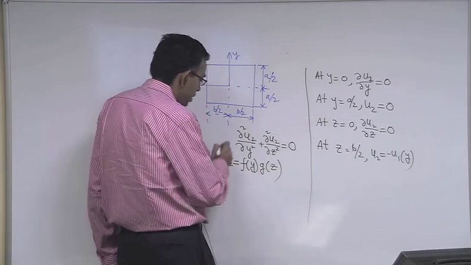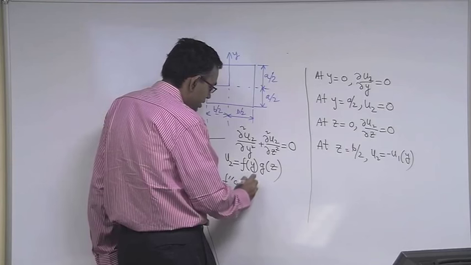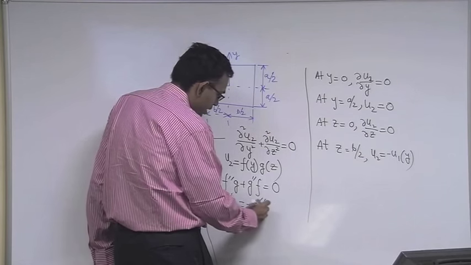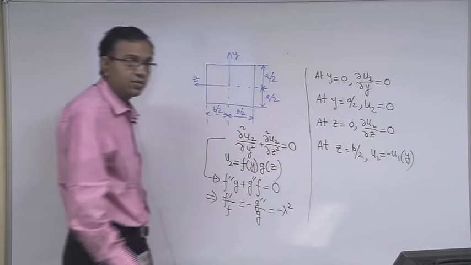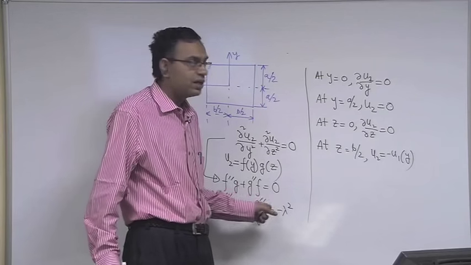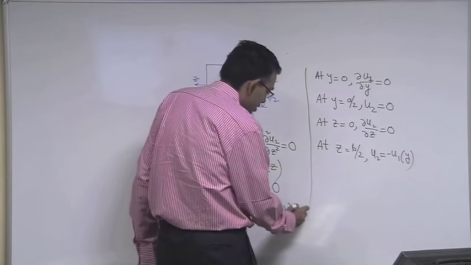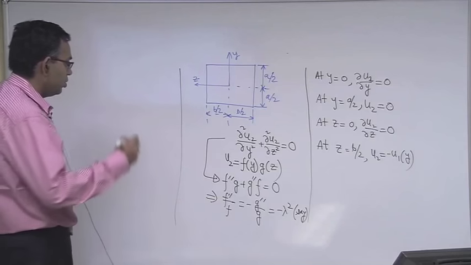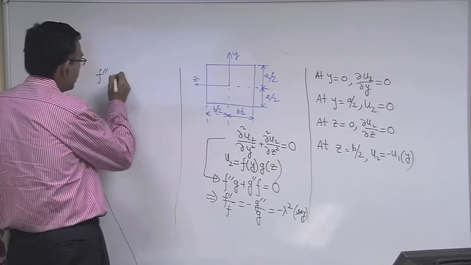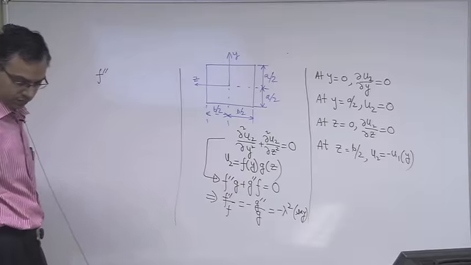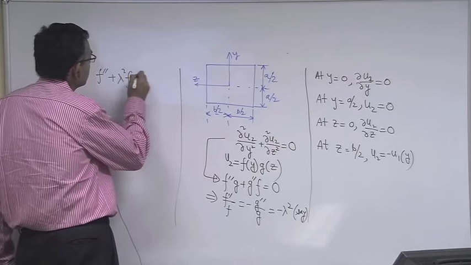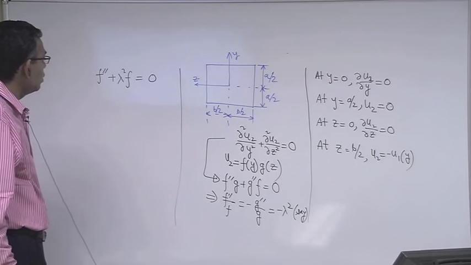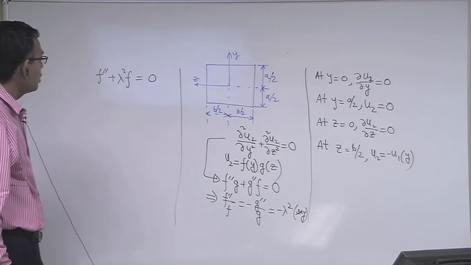So, that means you will get from this equation f double dash g plus g double dash f is equal to 0, and f double dash by f is equal to minus g double dash by g is equal to, as we discussed in the previous lecture, a negative constant to satisfy the boundary condition. So, that is equal to minus lambda square. If that be the case, then you have one equation which is f double dash plus lambda square f equal to 0.